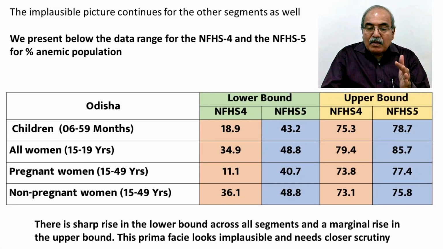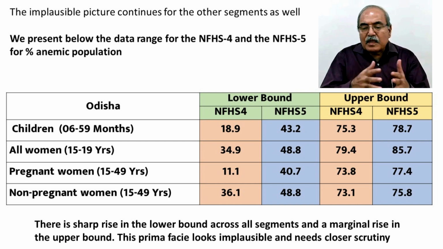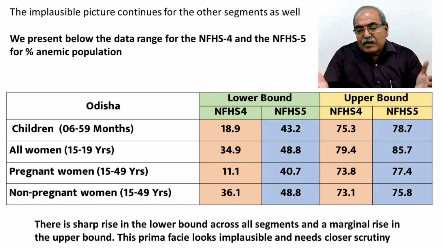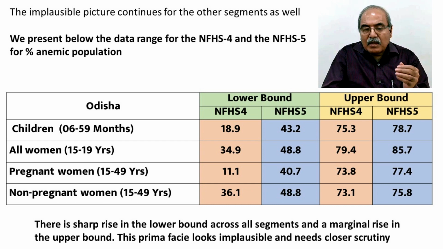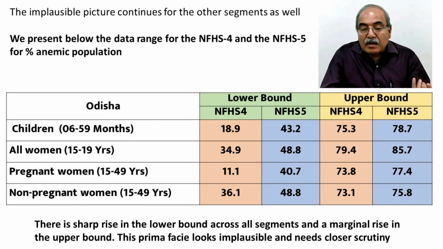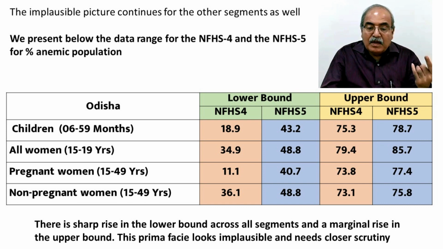The upper bound can still be accepted. It is not implausible. But at the lower end, you see the increase, which is very sharp. For children, it moves from 18.9 to 43.2. For all women in the 15 to 19 age group, it moves from 35 to almost 48 or 49, you could say. Among pregnant women, the lower end moves from 11.1 to 40.7.